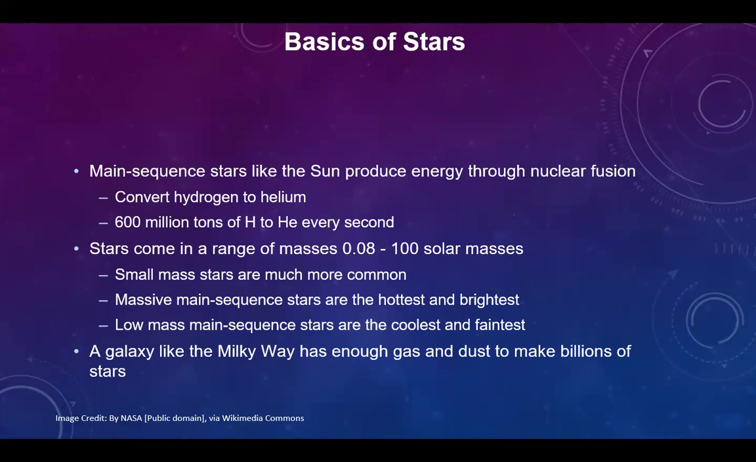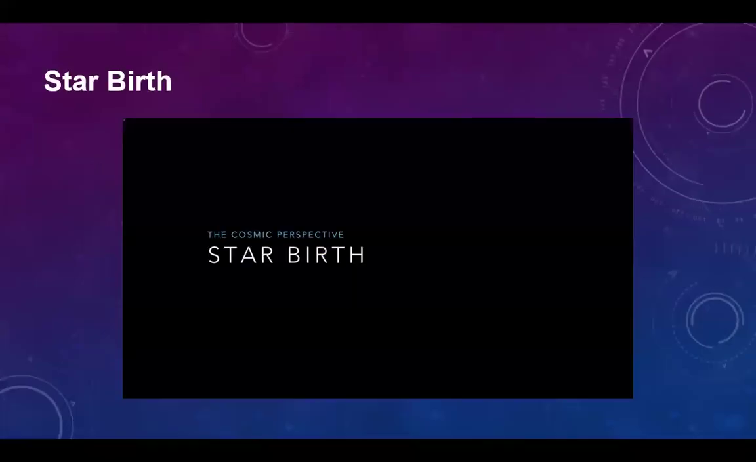And a galaxy like the Milky Way has enough gas and dust to make billions of stars. So star formation, the birth of stars, is sort of a constant, ongoing process. We can see it. The actual spiral arms of our galaxy are caused by waves of star formation passing through the disk of the galaxy. So here is a short video about the process of the birth of stars. Stars are born from clouds of gas and dust that collapse under their own gravity.